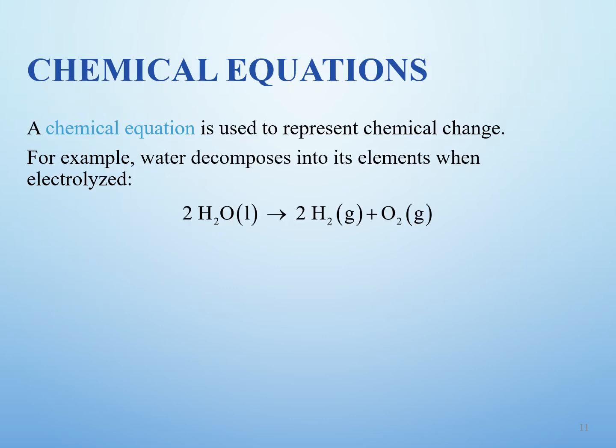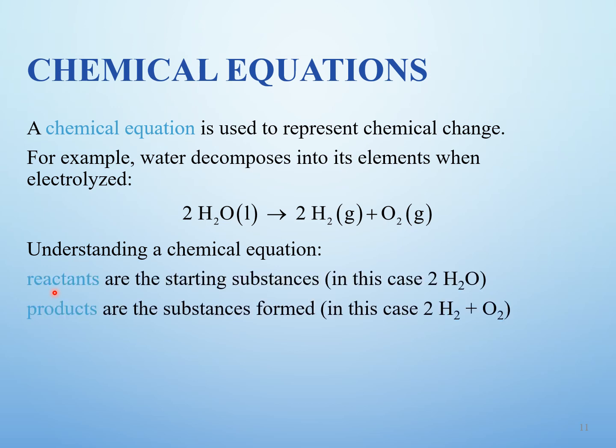So when we have a chemical change, we always write a chemical equation to represent the change. Water, liquid phase, can decompose to hydrogen gas and oxygen gas. So a little bit about equations here. Reactants are on the left side, starting out. Products are on the right side. That's what you end up with. The arrow means it produces, going towards the products.